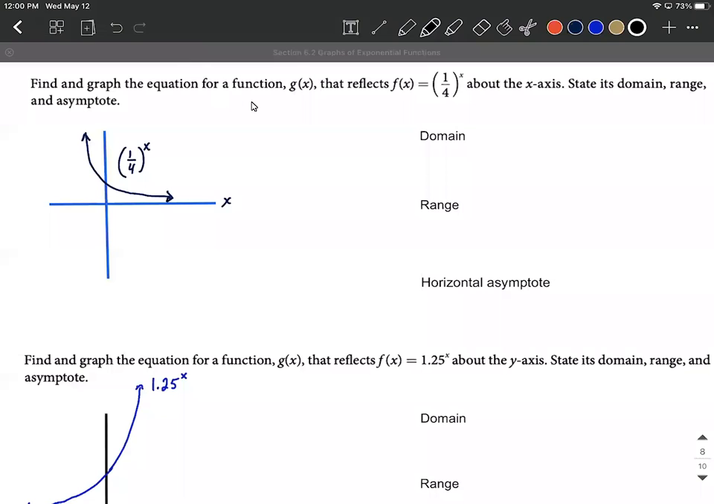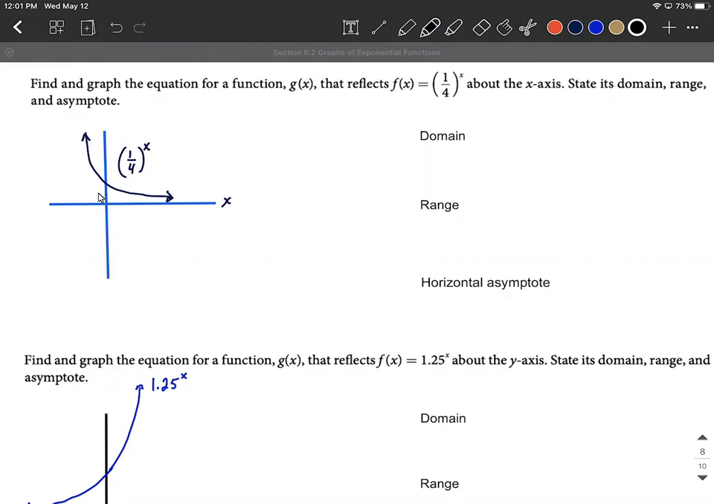Okay, the goal on this is to find the equation of the function that's going to give the graph where we take the graph of 1/4 raised to the x power, but it's been reflected about the x-axis. And after we find that, we'll find the domain, range, and horizontal asymptote. So it's important to note that, first of all, the x-axis, the horizontal line going across here, is going to be reflected about it.